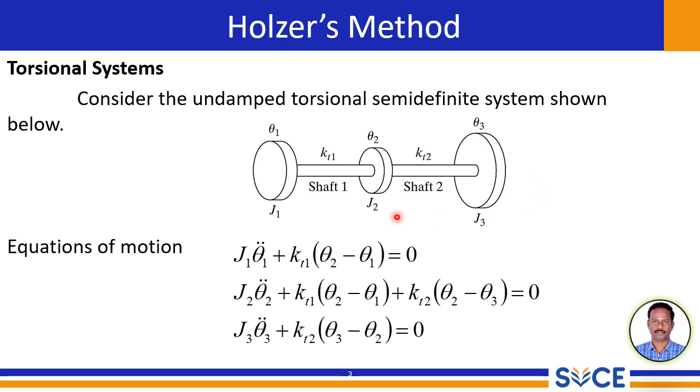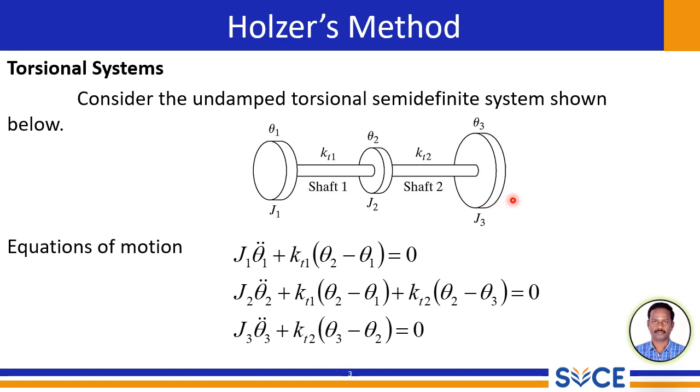Here the shaft is holding 3 discs, labeled J1, J2, J3, which are the polar moments of inertia, connected by shafts having torsional stiffness of K1, K2. If there is a twist, the angular displacements of these discs are denoted by theta 1 for J1, theta 2 for J2, theta 3 for J3 respectively.